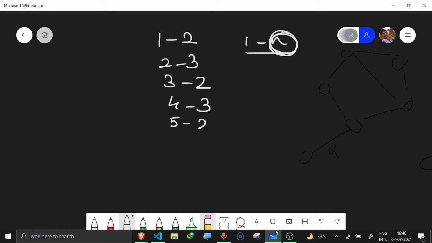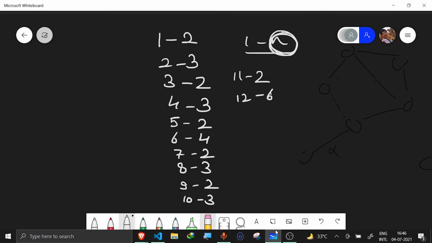So for 5 it would be 2, for 6 it would be 4, for 7 it would be 2, for 8 it would be 3, for 9 it would be 2, for 10 it would be 3, for 11 it would be 2, and for 12 it would be 5. Oh, sorry, 5. So what you can see from here is that if any number is odd, you could see that its smallest is 2 only.